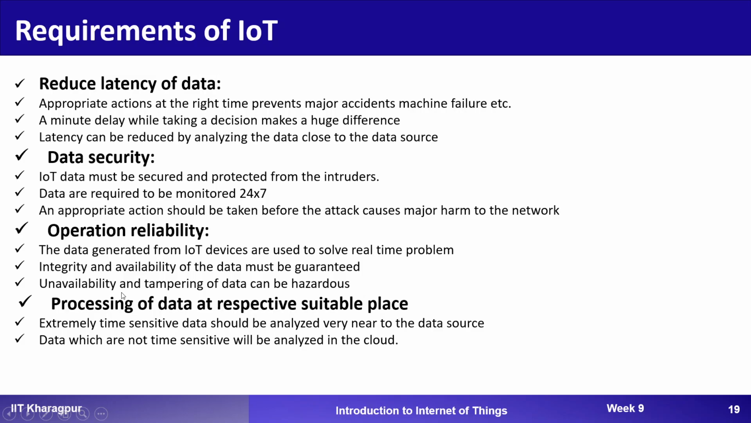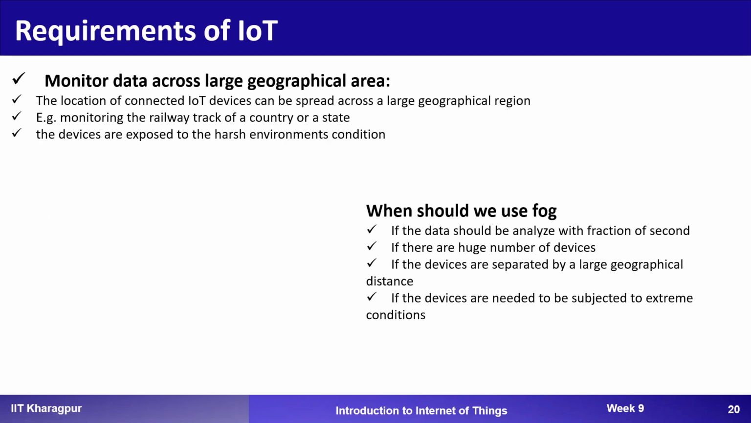Now, when should we use fog? If we need to analyze the data within a fraction of a second or in real time, then we need fog. If there are a huge number of devices which are difficult for your cloud to manage, then we need fog devices. Third, if the devices are separated by large geographical distance, then in order to prevent the latency, we need fog devices. Last one is if the devices are subjected to extreme conditions where each and every fraction of time is critical, then we need fog computing.